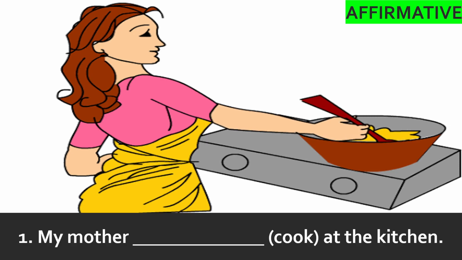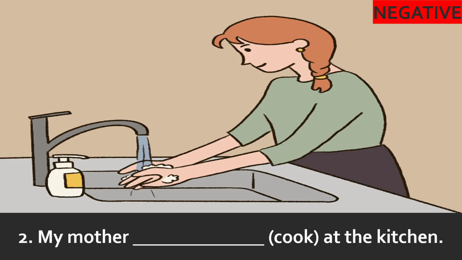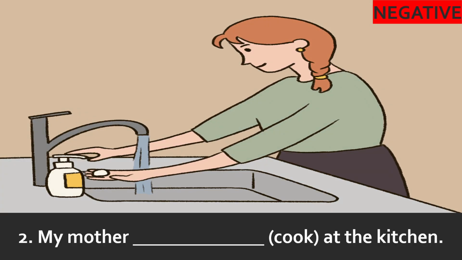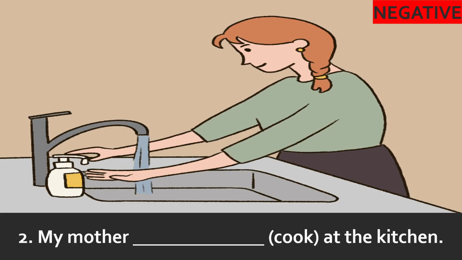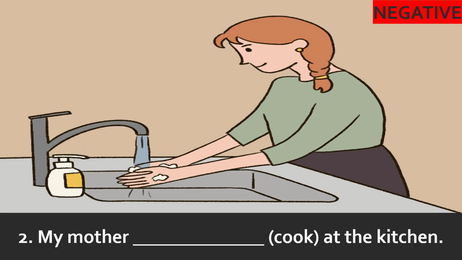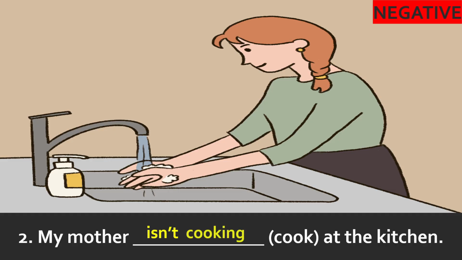So my mother can be best replaced with which subject pronoun? He, she, it, they, we, I, you. The best replacement is she. So for she, we are going to use the verb to be is, followed by verb plus ing, cook with ing. So my mother is cooking at the kitchen. Next, how about if we want to deny, mother is not cooking at all? If you see from the picture, your mother is actually washing her hand. Therefore, you can say my mother isn't cooking at the kitchen.